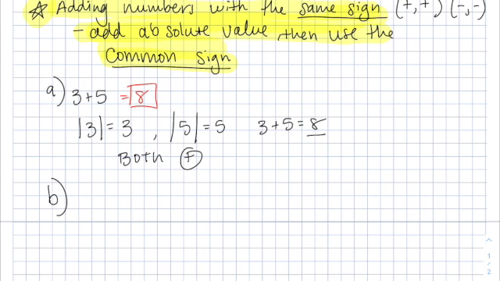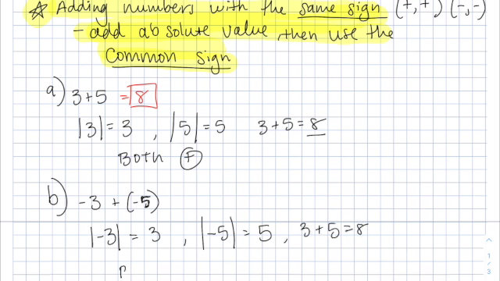In the second example, in B above, we had -3 plus -5. So we are going to do the same. We're going to take the absolute value of -3, which is 3. Then we're going to take the absolute value of -5, which is 5. And like we did above, we're going to do 3 plus 5. We know that's equal to 8. Both of the numbers that we started with were negative, which means that our answer is going to be negative. So instead of 8, it's going to be -8. That is our answer.